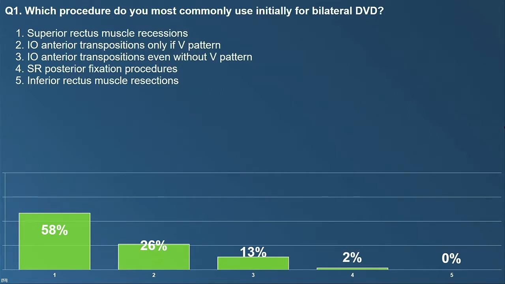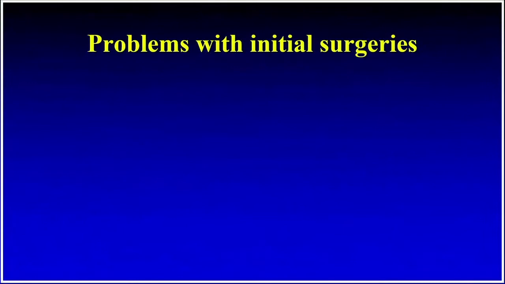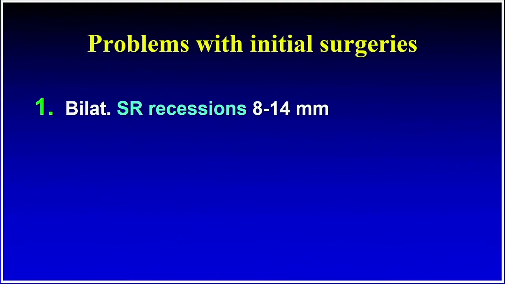So most people do bilateral superior rectus recessions. And the least, and I listed them in the order that I thought it would be, and that's what it turned out. Okay, so let's move ahead. And I don't know how to move ahead because my button is not responding. There we go. So what are the problems with these initial surgeries?